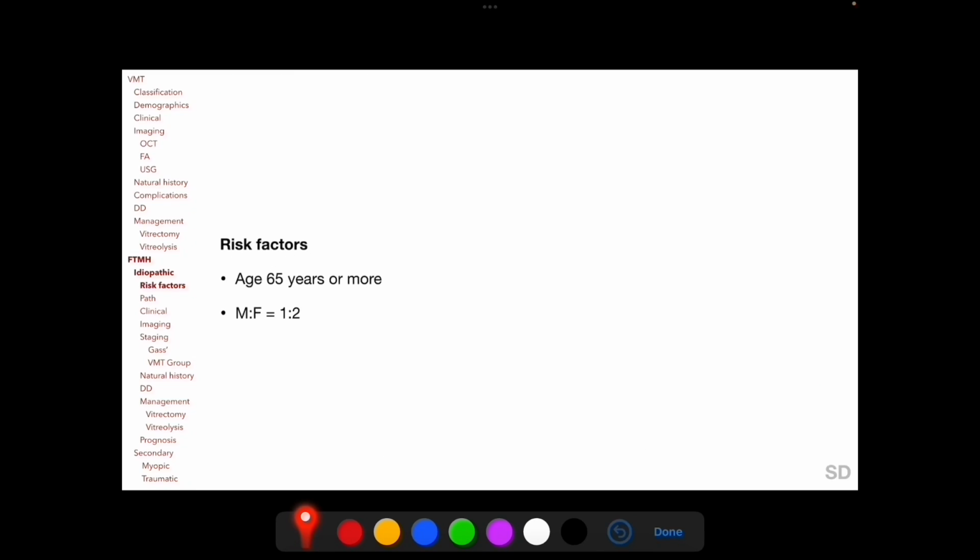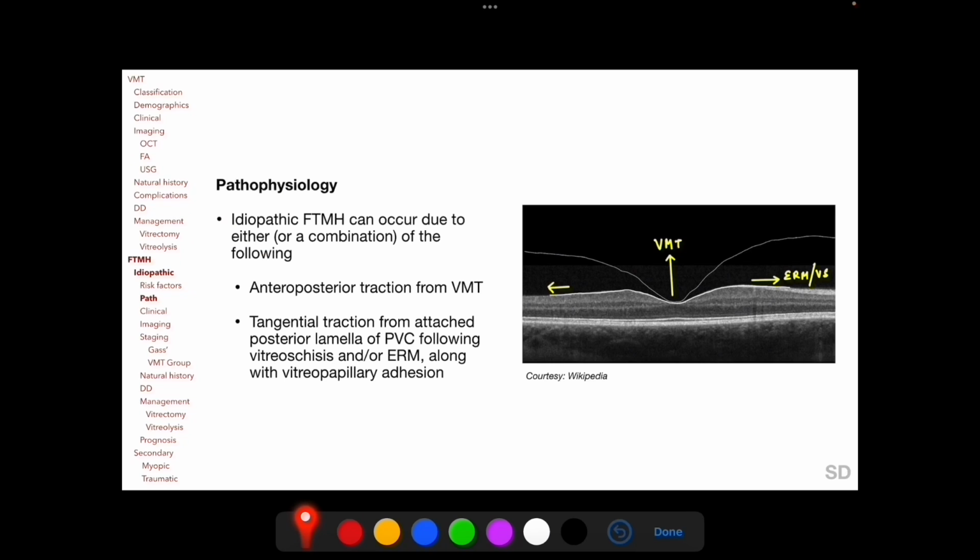Idiopathic full-thickness macular holes usually occur in the 7th decade of life or later, and females are affected twice as commonly as males. An idiopathic full-thickness macular hole can occur due to either or a combination of the following: anteroposterior traction from a pre-existing vitreomacular traction, which we have discussed earlier in this session, or tangential traction from an epiretinal membrane, or the attached posterior lamella of the posterior vitreous cortex following vitreoschisis.